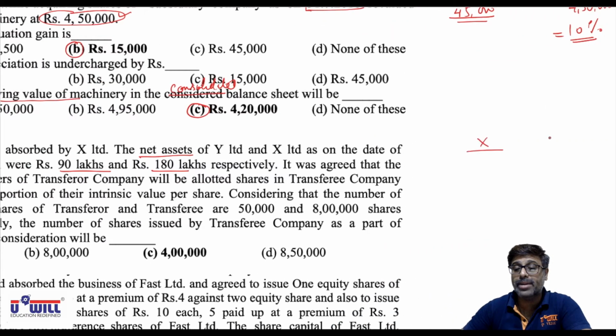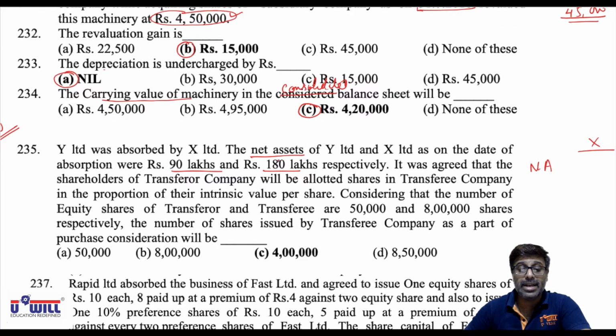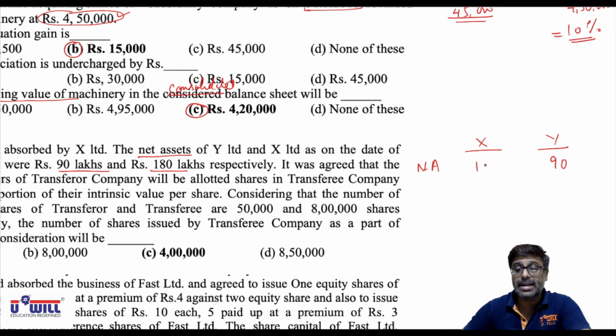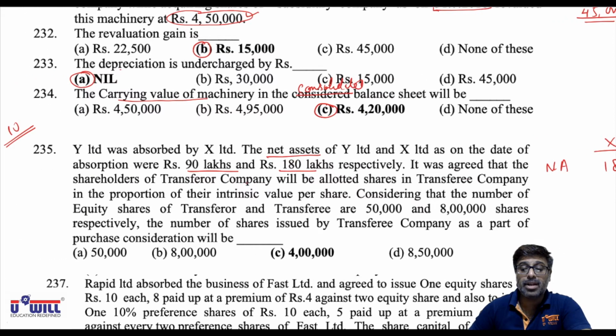Net assets: Y is 90 lakhs and X is 180 lakhs. Be careful. It was agreed that the shareholders of the transferor company will be allotted shares in the transferee company in proportion of their intrinsic value per share.